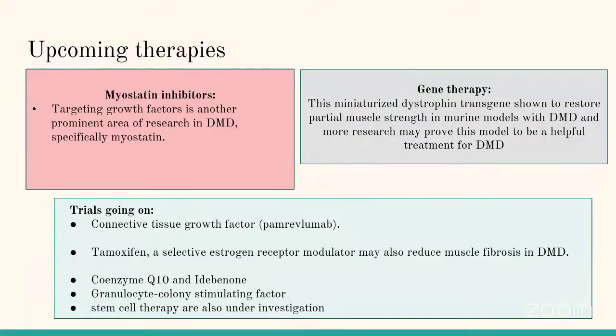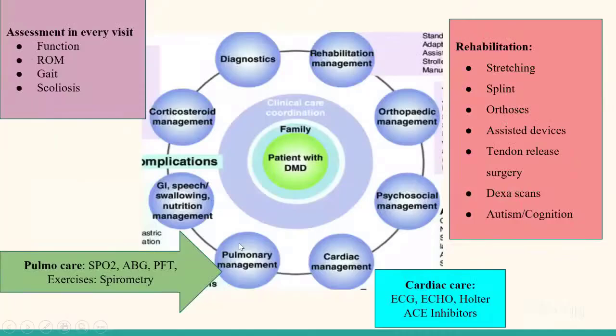And among upcoming therapies, a lot of work is going on in myostatin inhibitors. Again, not a curative one, but it works on inflammation. Gene therapy can be completely curative, but again, this is not a treatment which is easily available. People are already using it in some trials, and other trials are also going on: connective tissue growth factor, tamoxifen, coenzyme Q10, idebenone, granulocyte colony stimulating factors, and stem cell therapy. But as of now, there is no evidence of using them in DMD.